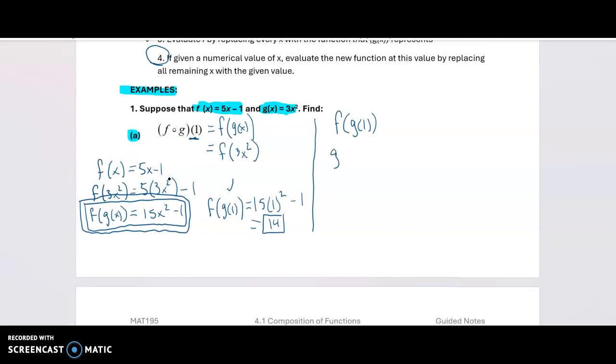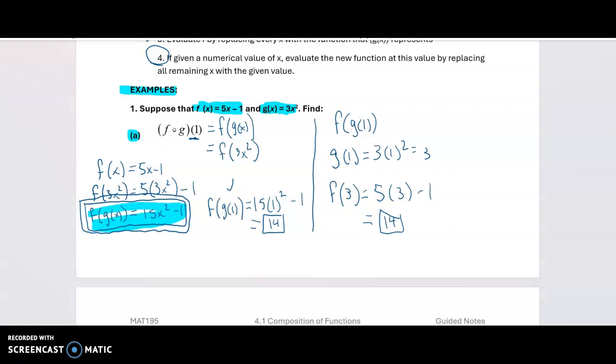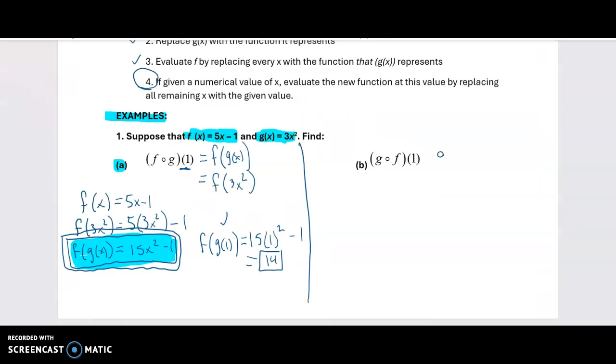In this version, I'd say g of 1 is equal to 3 times 1 squared, or just 3. And then I would find f of 3. F of 3 would be 5 times 3 minus 1, giving me the number 14 as a result. So we're getting the same result either way here. Finding the composed function like we did on the left here is going to allow us to find the composition, or f of g of x, for many different values without taking these multiple steps that we did on the right.